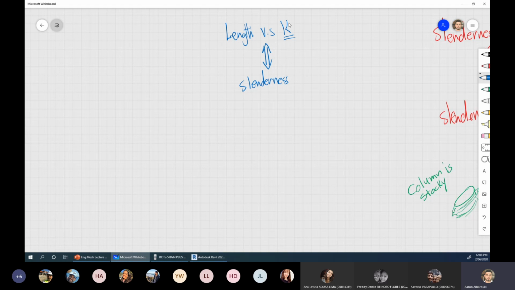Of the column. From then, we will start talking about the buckling load. But before we go, that value of length, it's not the full length of the column, because let me give you another example now.